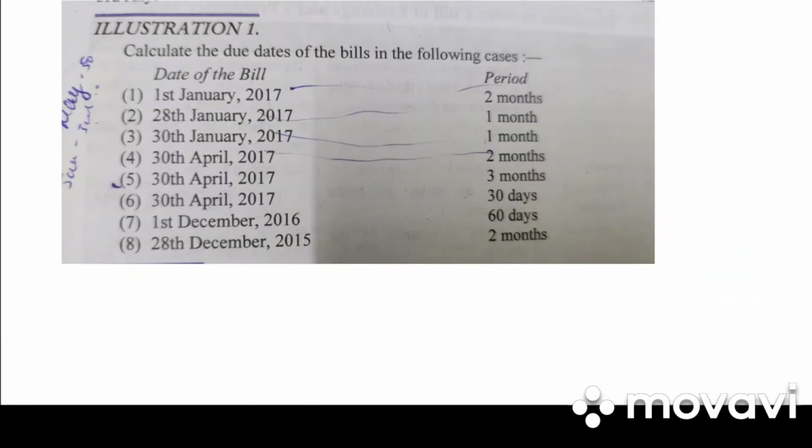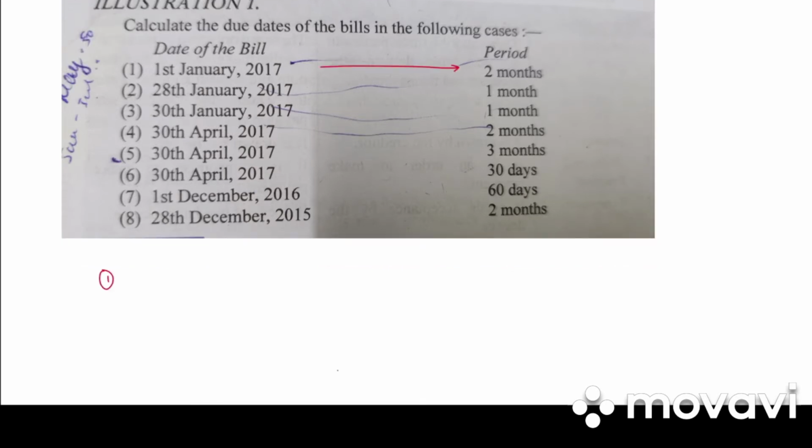So let us take down an illustration. Take down illustration 1. Calculate the due date of the bill in following cases. So we have first one, 1st January 2017. Period is 2 months. So 1st January to 1st Feb, 1st Feb to 1st March, plus 3 days grace, that is 2, 3, 4th. So 4th March 2017. While calculating the grace days, you can either start from 1st March, 2nd March, 3rd March, and 4th March will be your grace day, or you can say 2nd March, 3rd March, and the 3rd day will be the due date. Clear? Anyway is okay.